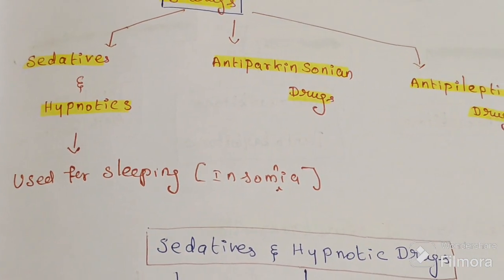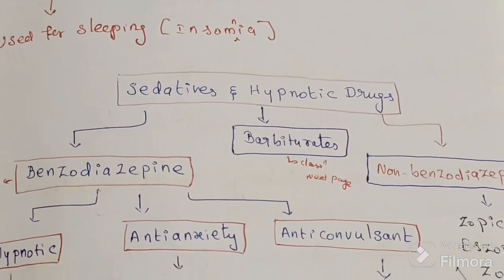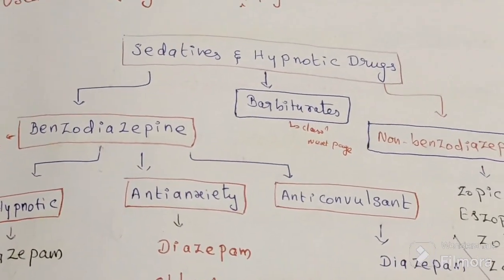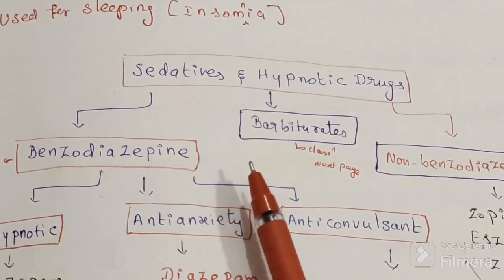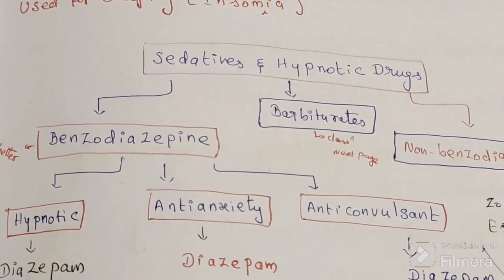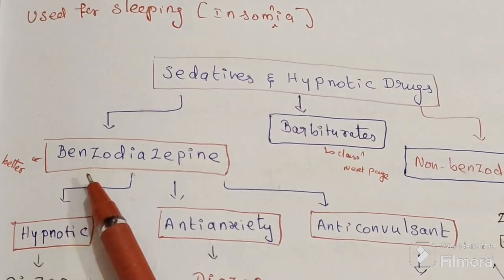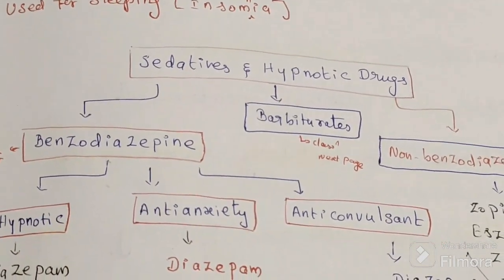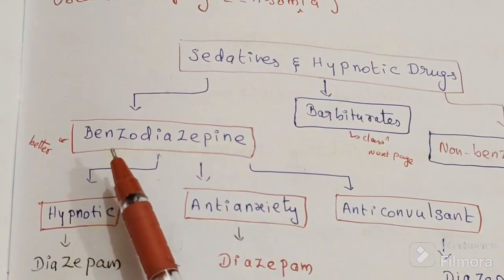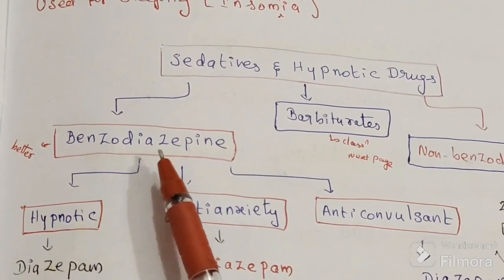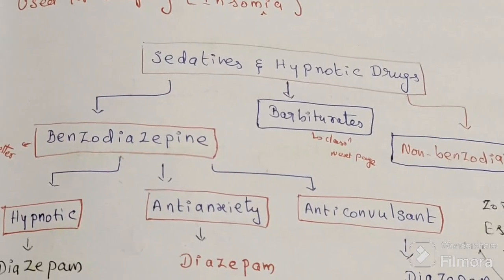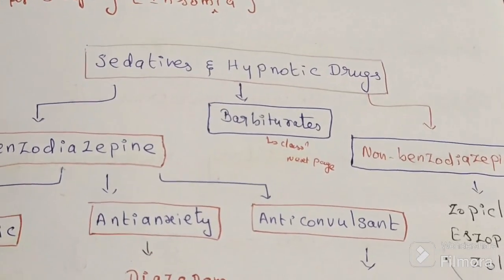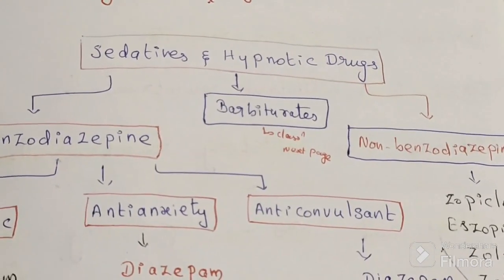So there are two main categories: barbiturates and benzodiazepines. Nowadays we mostly use benzodiazepines. The barbiturates are very dangerous, used for suicidal purposes, and are very risky.